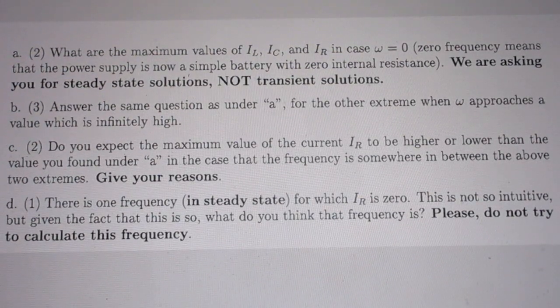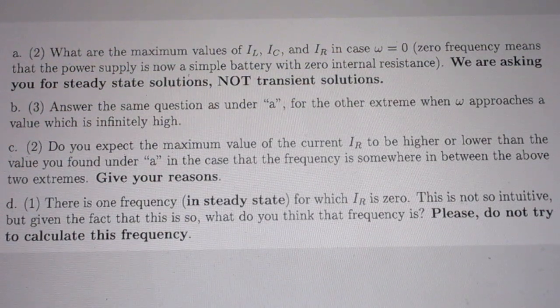And so I of C, the current through the capacitor, is clearly zero. But the current through the resistor and through the self-inductor are the same current. So that is simply, according to Ohm's law, V0 divided by R. Very simple. You really don't need any equations unless you think of Ohm's law as an equation.